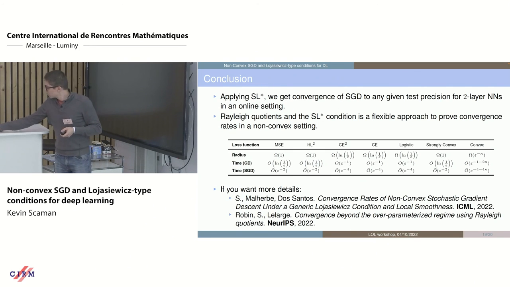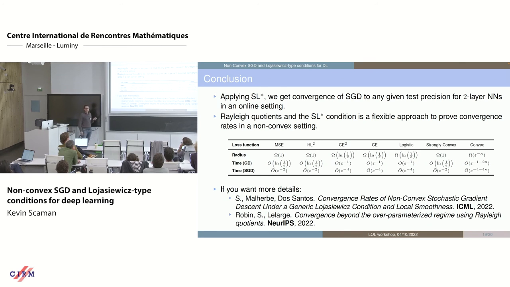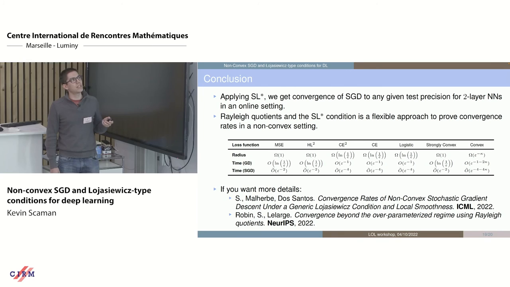Okay, so I arrived at the end of the presentation. It's nearly 45, so that's nice. So basically, if we plug in now this KL star with the lower bound that we had on the norm of the gradient, in the practical setting, like a two-layer neural network, you get a convergence of SGD to any given test precision in an online setting.